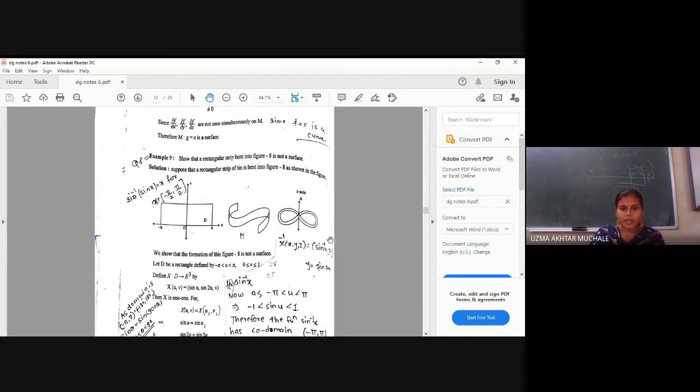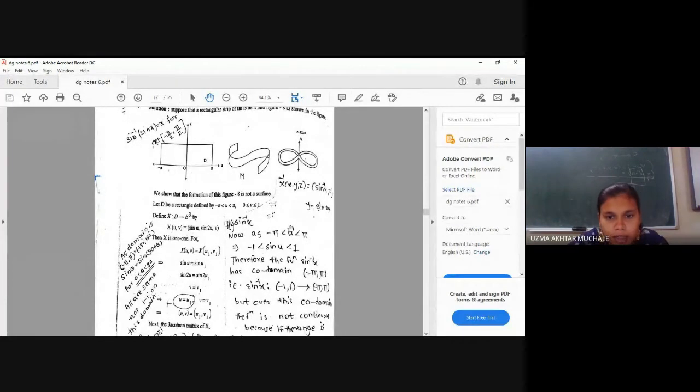I hope everyone understood how to find out the inverse function, because if the function is given to you, x of uv is equal to sine u, sine 2u, v. So you have to name it as x, y, z. X is equal to sine u, y is equal to sine 2u, and z is v. Okay, now if we want to find out the inverse function, x inverse of x, y, z will be u and v. Okay, now here if it is u and v, how to find out u and v? With the help of this.